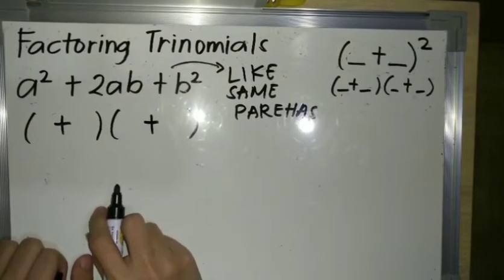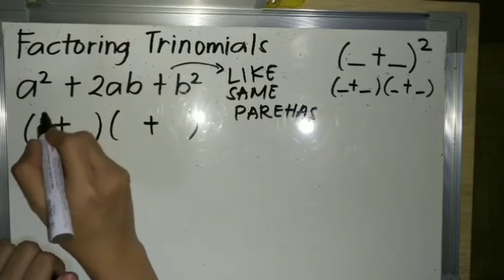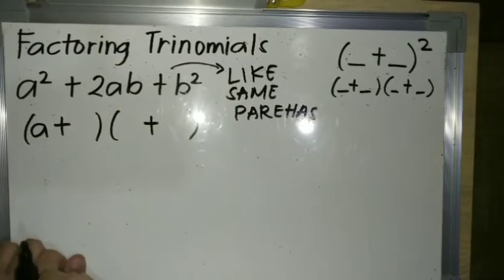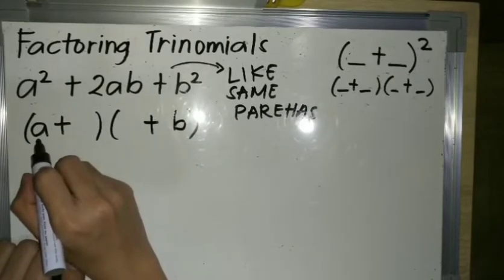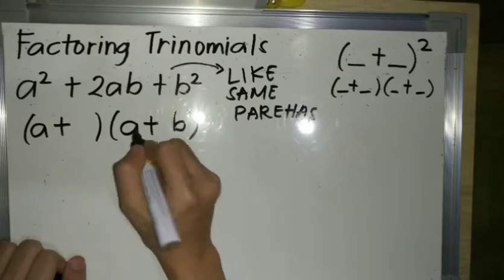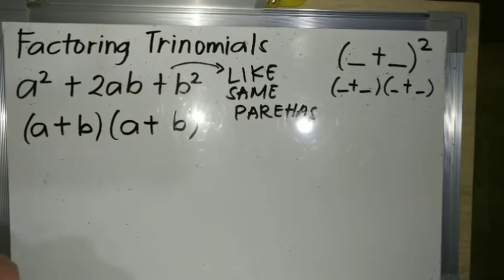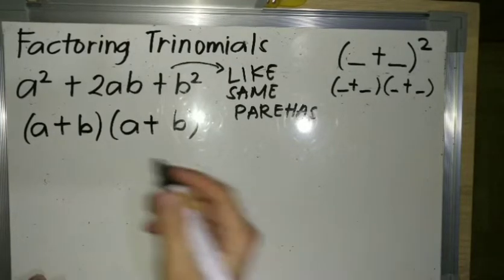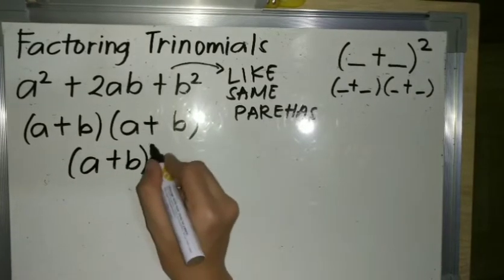And then, next pattern po natin is, kunin lang po itong A na to. And then, kukunin yung B. So, kung first po ay A, of course, dito po ay A din. And then, ang B po, ayun. So, B din po dito. So, ang sagot po natin is A plus B times A plus B, or A plus B quantity squared.